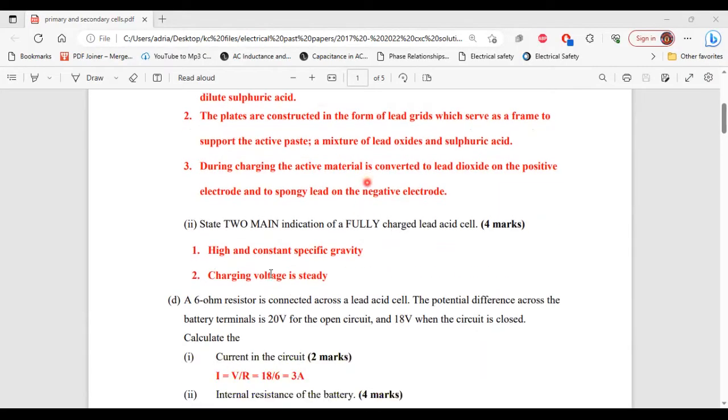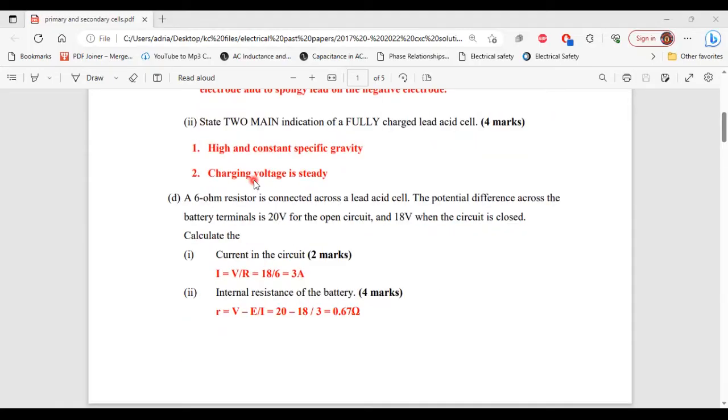Part 2 of C, it says, state 2 main indications of a fully charged lead acid cell. 1, constant specific gravity. 2, charging voltage is steady. All right, so that's it for part C.